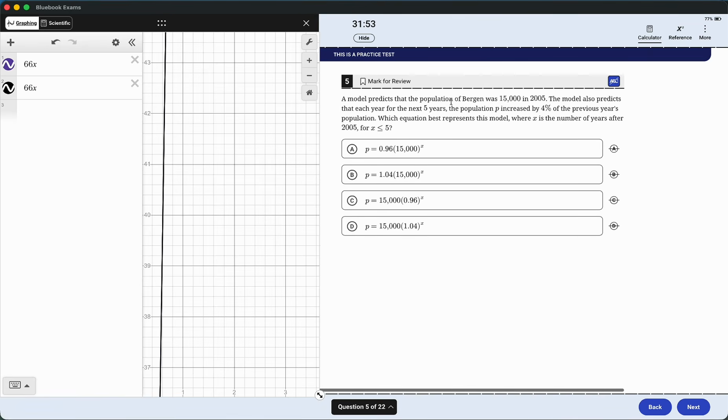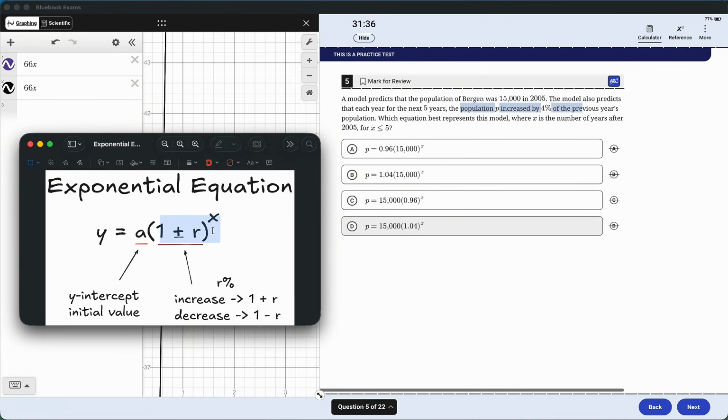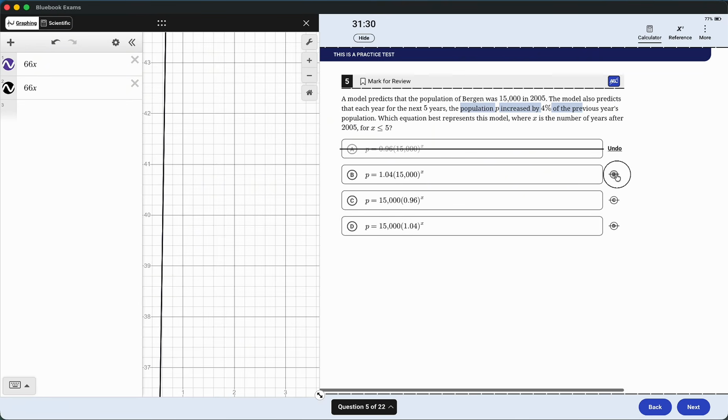Next one here: a model predicts the population of Bergen was 15,000 in 2005. It predicts that in the next 5 years, the population will increase by 4% of the previous year. So again, if you look at your answer choices, we talked about this in module 1. These are exponential equations, right? So where was our exponential equation? There it is. Remember, the number out front is the initial amount, that's the 15,000. So it's definitely C or D.